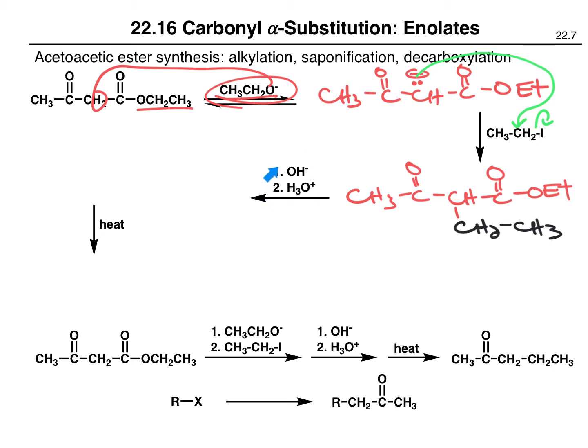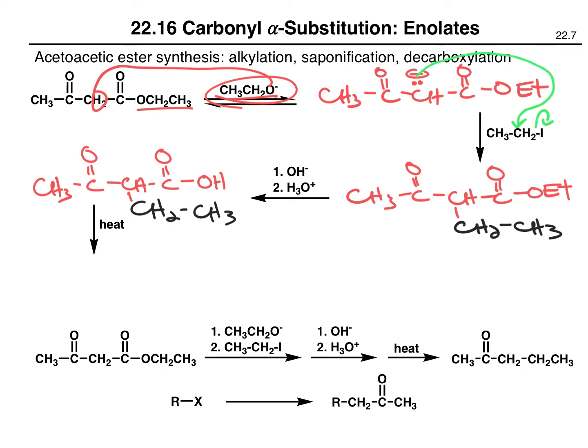Next, we can saponify, so we treat it with base to give us the carboxylate, and then aqueous acid workup will give us the carboxylic acid. So we get the CH3, C double bond O, CH, C double bond O, OH, where this C is connected to the alkyl group.